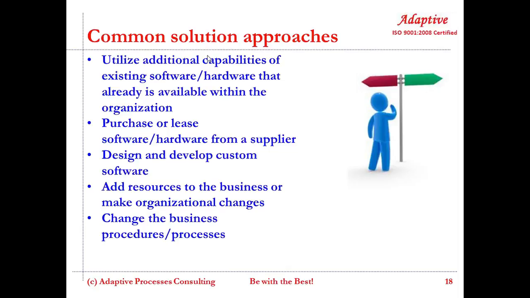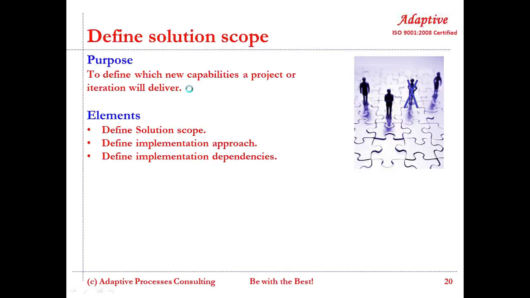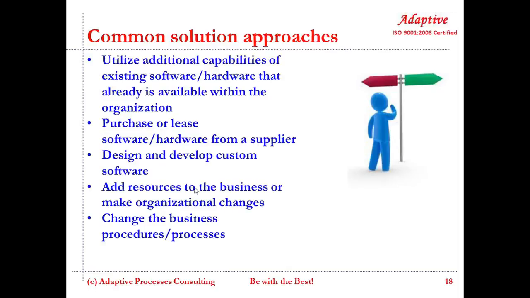But there could be many solution approaches. You can use an existing software, you can purchase or lease a new software, design and develop a custom software, add resources to the businesses, or make organization changes, change the procedure or business process itself, right? There could be many solution approaches. So it's critical that we mention them in the beginning itself and rank them accordingly. Going forward, we can make a proper decision in terms of how we want to take this forward. It could be a new application, it could be an existing application, or you can work around the business process itself, right?